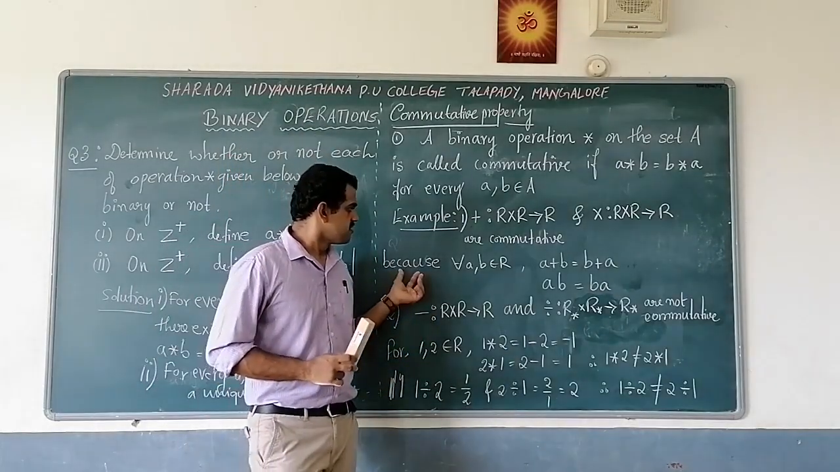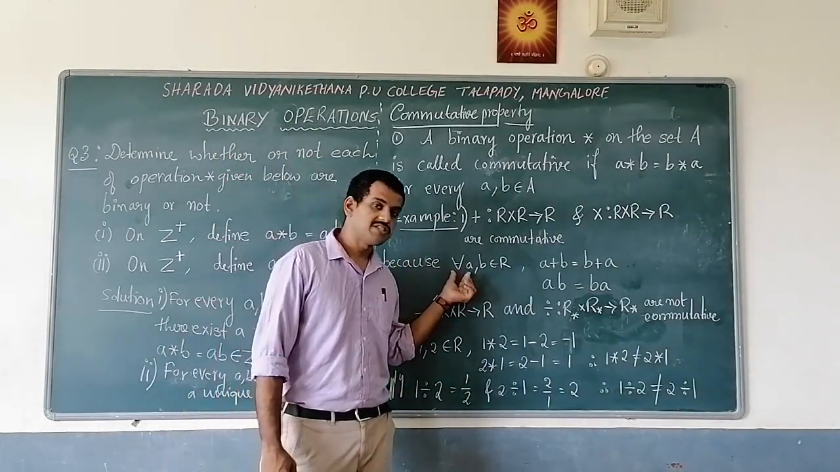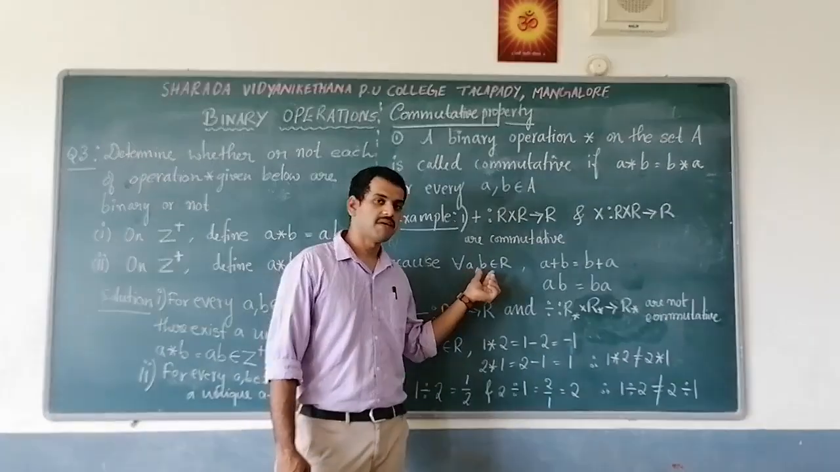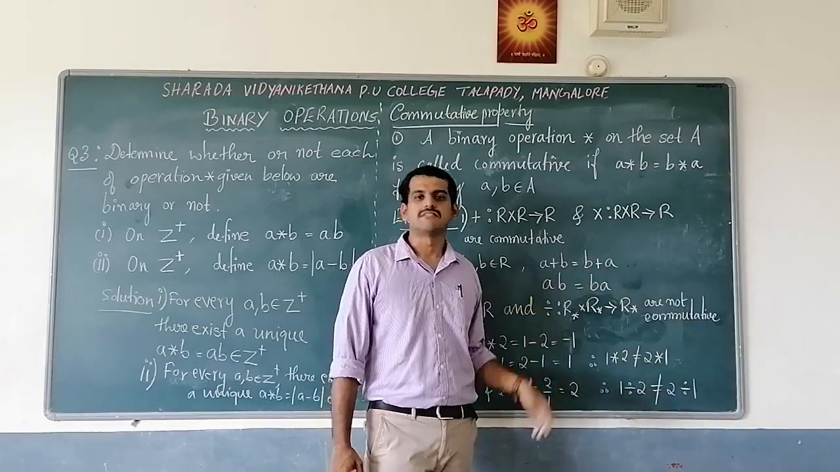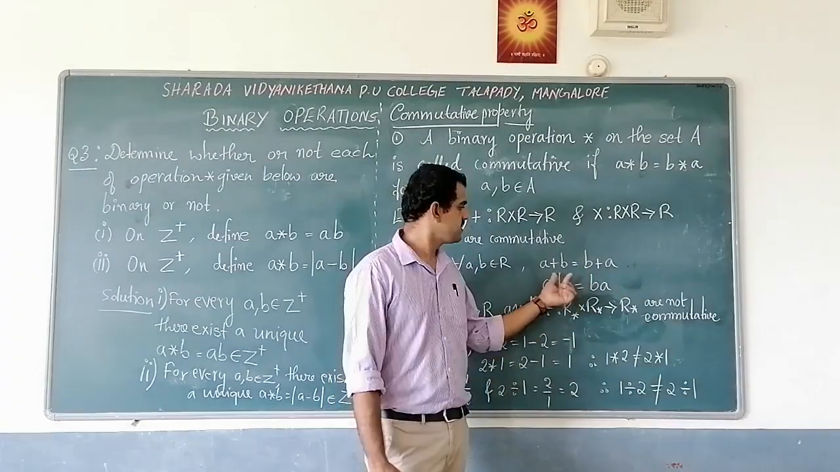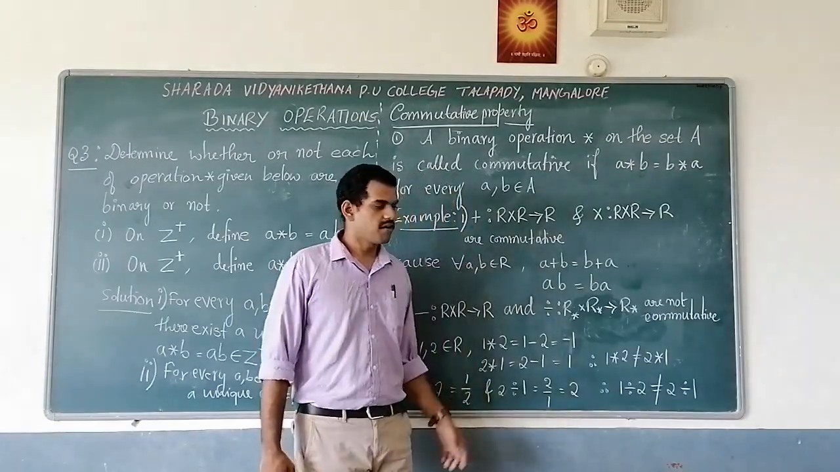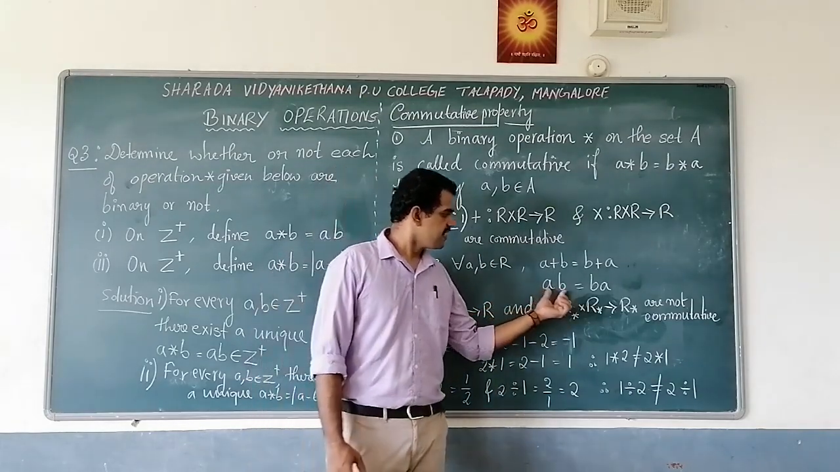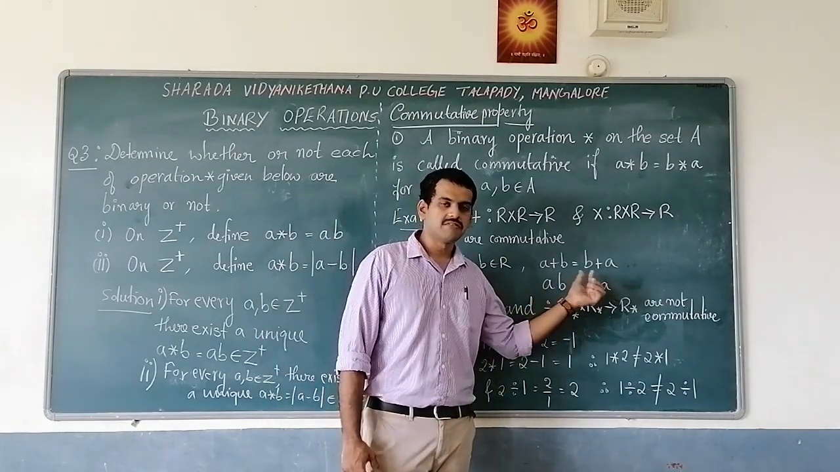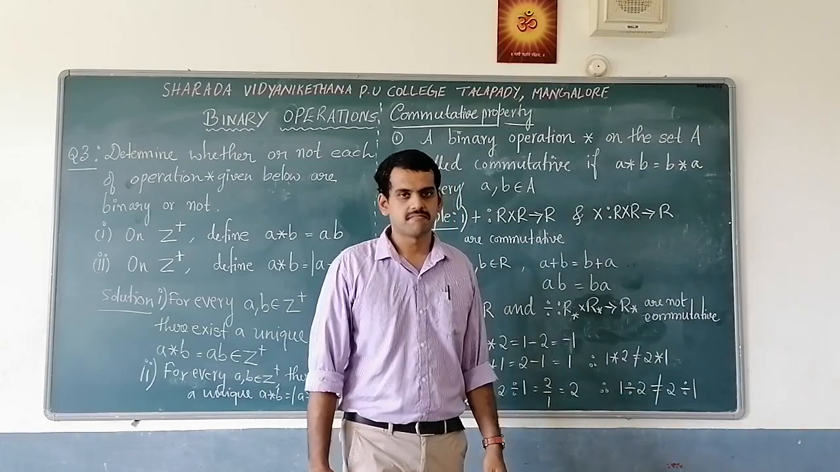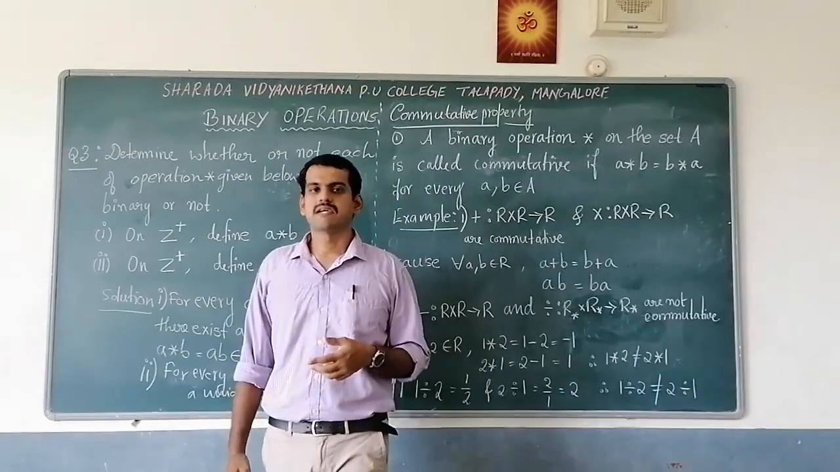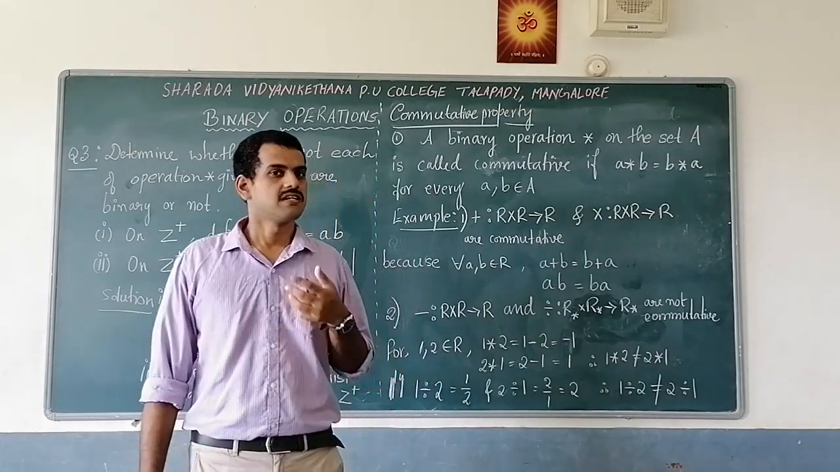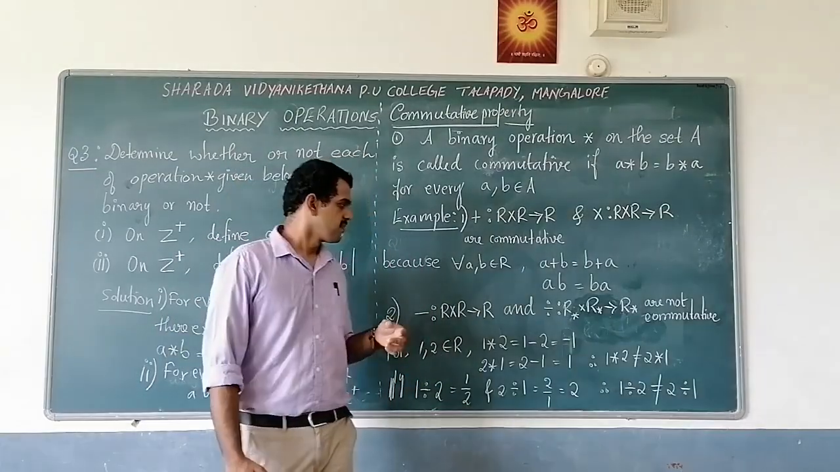So let us see how. It is commutative because for all a comma b belongs to R, a plus b and b plus a are always one and the same. Therefore, addition is commutative. Now, multiplication: if we take a into b and b into a, both are one and the same. Therefore, ab equals ba. Hence, multiplication in real numbers is a commutative operation.